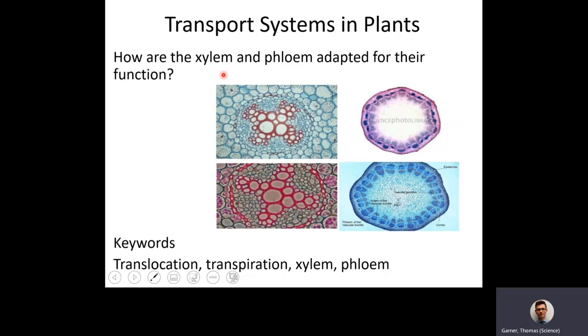So today we're going to look at what the xylem is, what the phloem is, how they're adapted for their function, and also what they look like. Keywords you're going to be hearing a lot of are translocation, transpiration, xylem, and phloem. Now, next lesson is about transpiration. You can see here, that's next lesson, which is going to be next week.